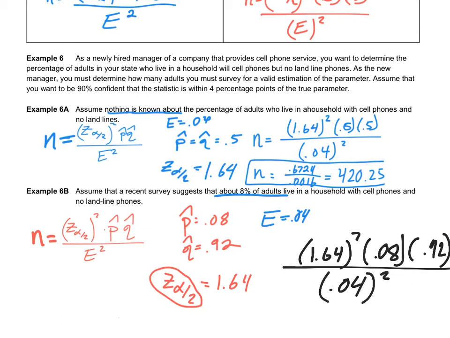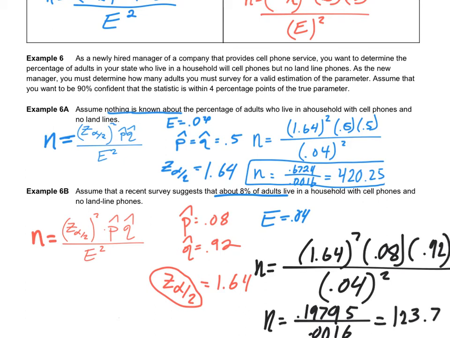Again, I'm going to do the numerator and the denominator separately. And for the numerator, I'm going to organize this a little bit, n equals, and my numerator, I end up getting 0.19795, denominator 0.0016. And when I divide that out, I'm going to get 123.7. Rounding that up because I can't have 0.7 people, it would be 124 people. So that's how you solve these types of problems.